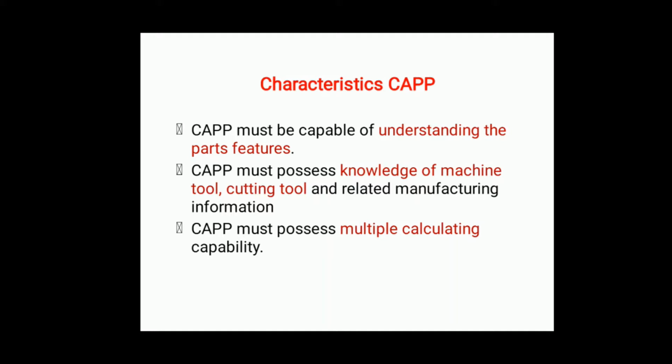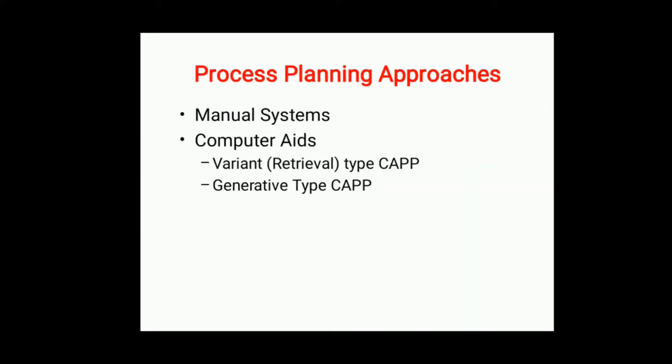In the last lecture we have seen what is meant by CAPP, that is computer aided process planning, its advantages, its working function and characteristics. So today we will see the approaches for making computer aided process planning. In that, the first approach is variant or retrieval type, and the second is generative type approach. So we will see them one by one.